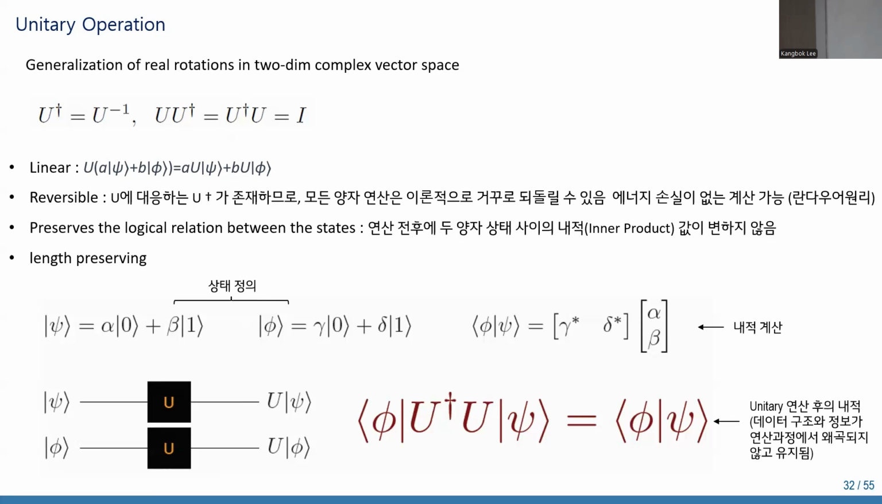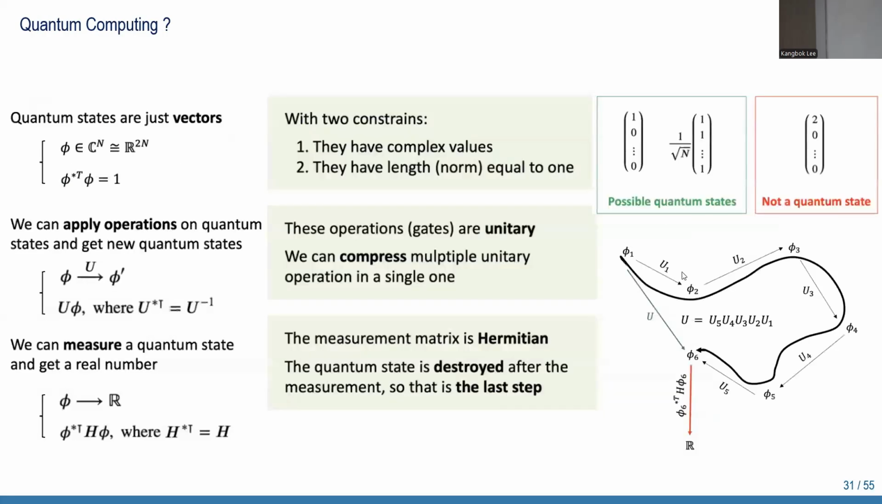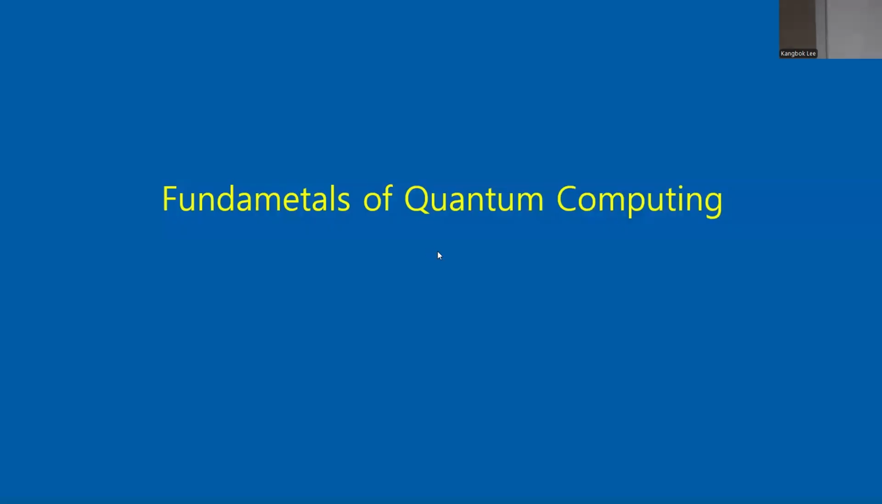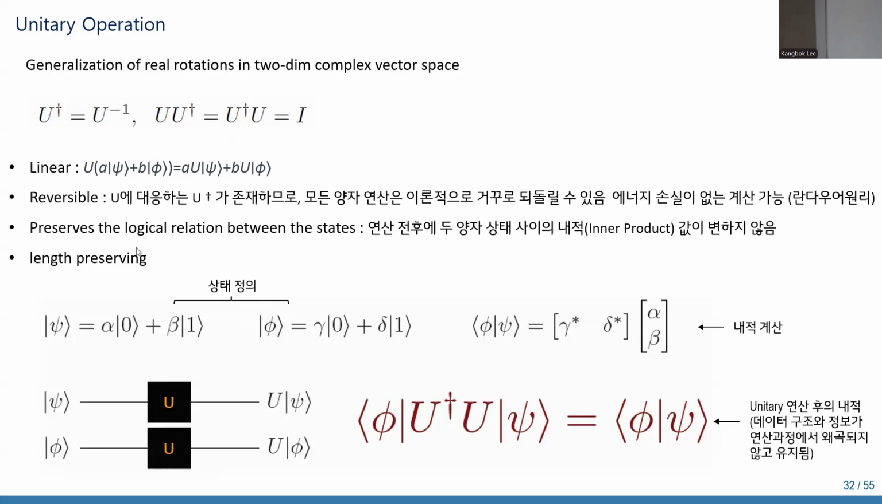When you want to delete one bit in a classical computer, it takes about kBT ln2 of thermal energy. But here you don't need to lose any energy. You can rotate and go back to the initial state. This is a reversible process, and the inner product of the initial state and the final state after the unitary operation is the same.